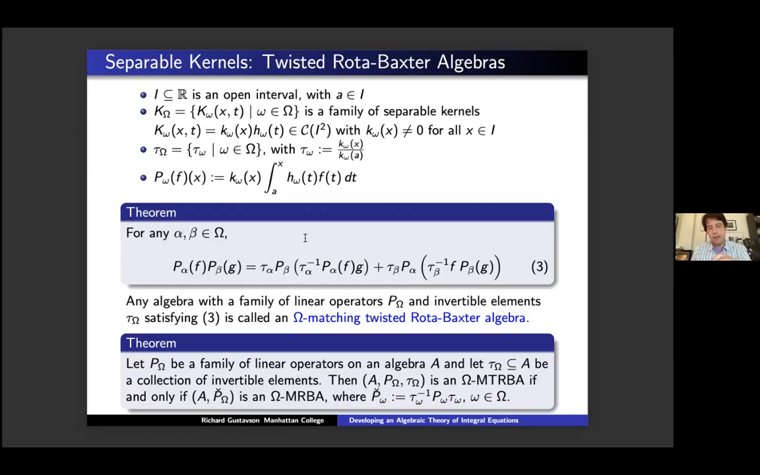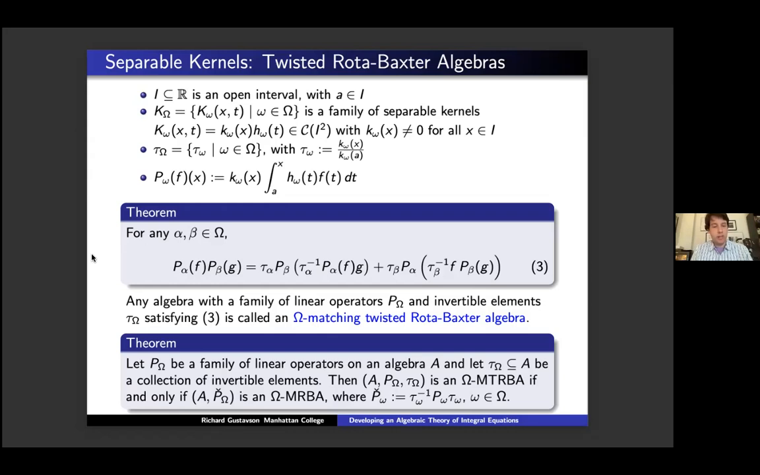That was a little vague. I don't have details, but maybe later on, during the second session, I can go over the details of that. Anyway, we call any algebra with a family of linear operators and invertible elements satisfying this identity 3 a matching twisted Rota-Baxter algebra. I'll use just MTRBA, right?